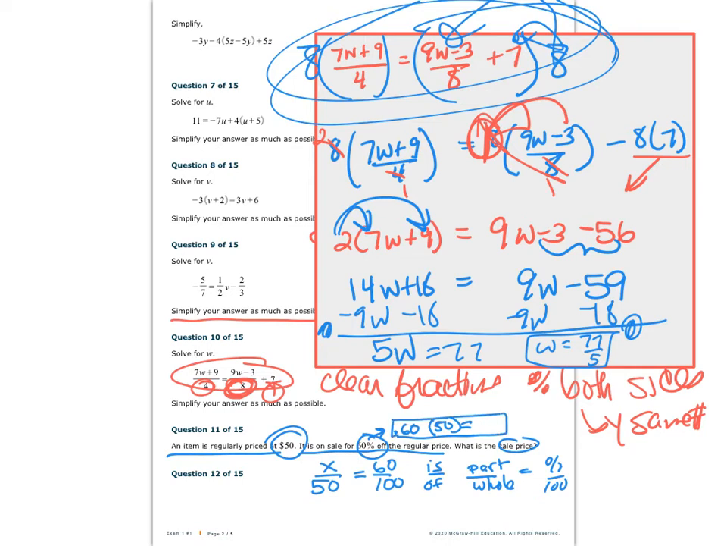So let's go about it part over whole real quick. I'll come over here to the side. So you're going to have 100x is equal to 60 times 50. And 60 times 50 is 3,000. Divide by 100, so you have x is 30. You could have also done just 0.60 times 50, and you'd also get 30.